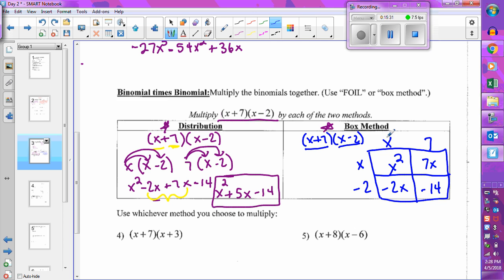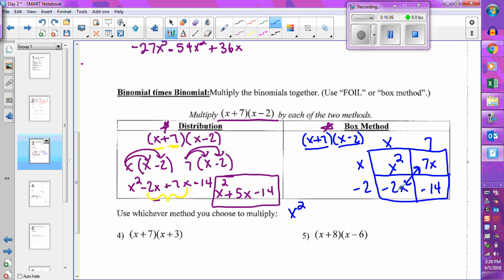Now, when you're using the box method, what you're going to do is combine like terms with these two right here. So these two boxes right here, you're going to add them together, and you're going to combine them. So the first thing you want to do is take your x squared right here.